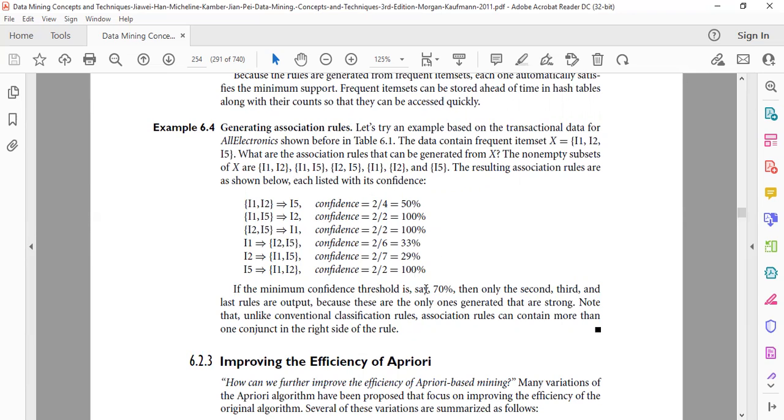Now if the minimum confidence threshold is say 70%, then only these three rules whose confidence is 100% satisfy this minimum threshold condition. So these three are called strong association rules.